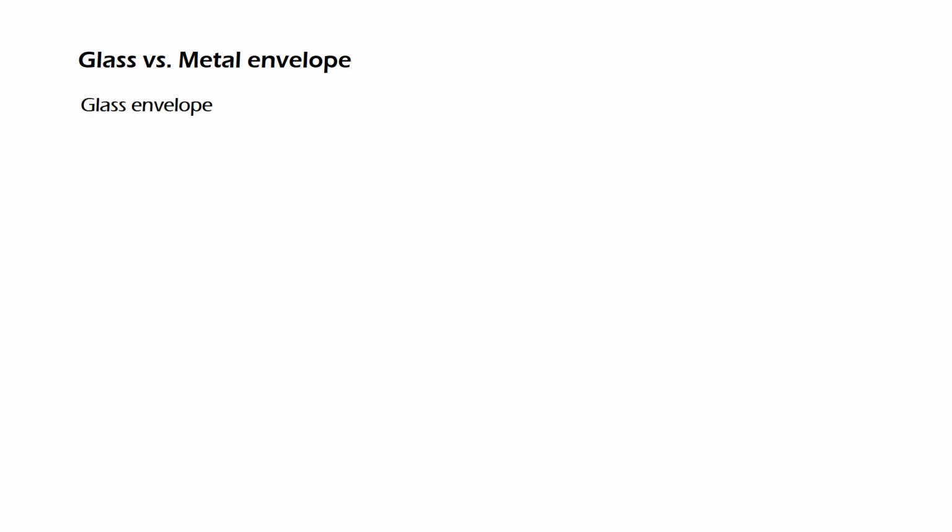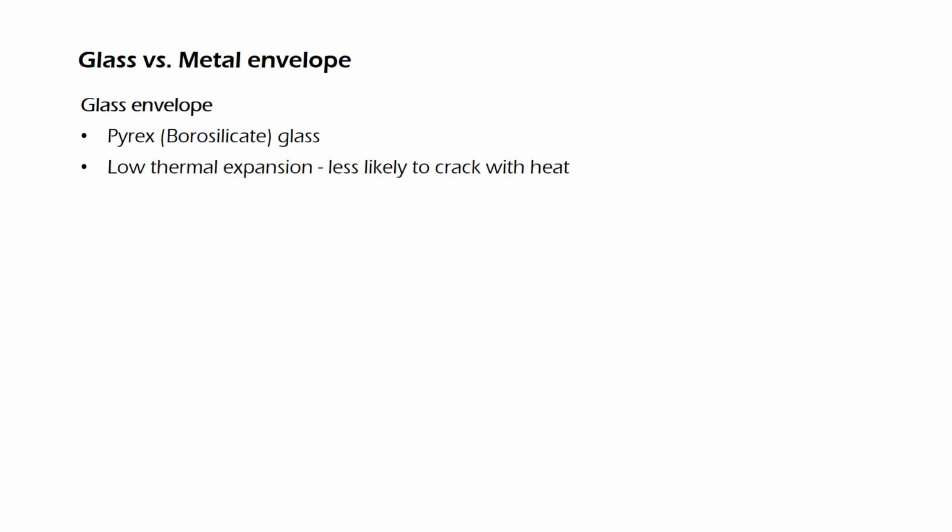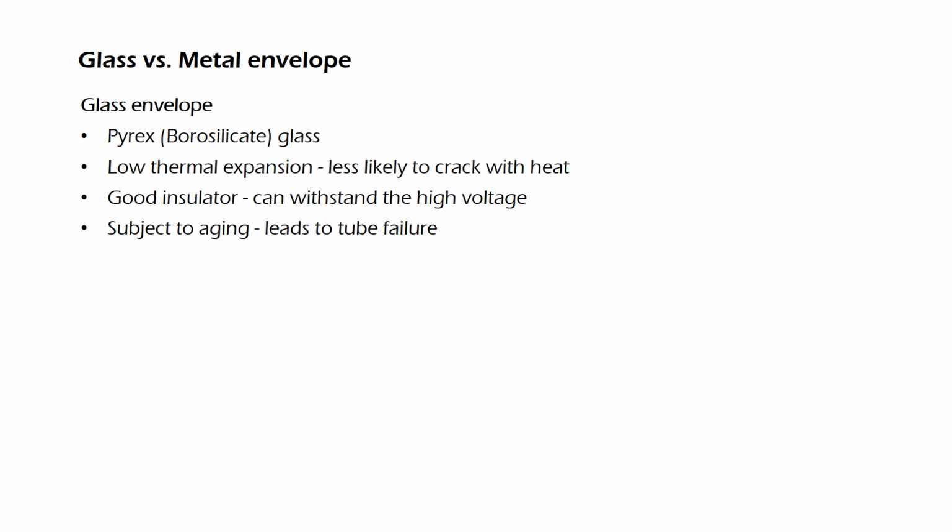Glass versus metal envelope. Glass envelope. Pyrex glass, also known as borosilicate glass, is used for the tube envelope. Pyrex glass has low thermal expansion and is less likely to crack with heat. It is a good insulator and can withstand the high voltage. However, glass envelopes are subject to aging that can lead to tube failure.